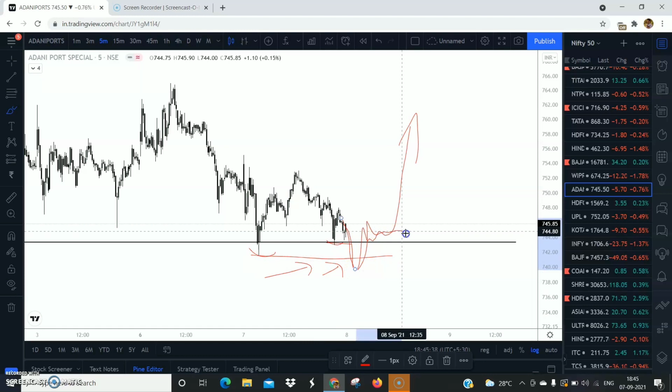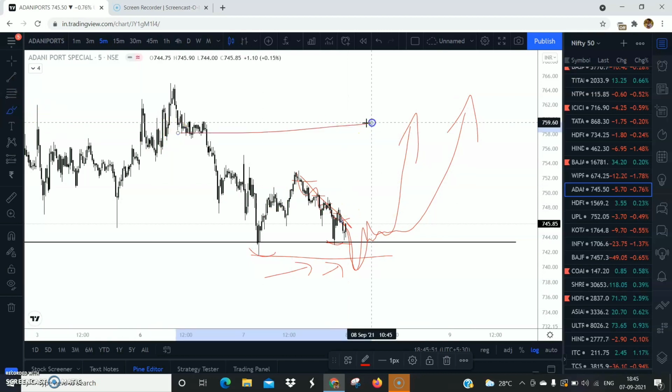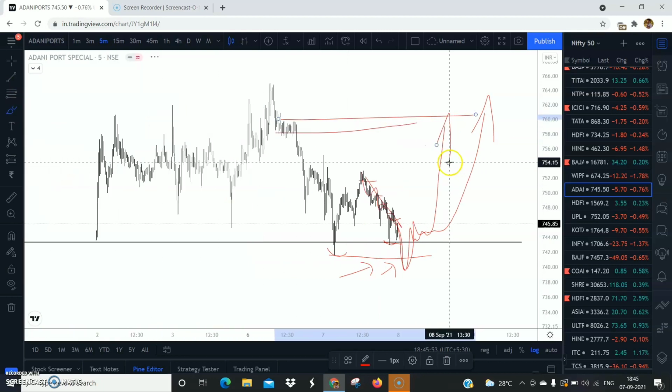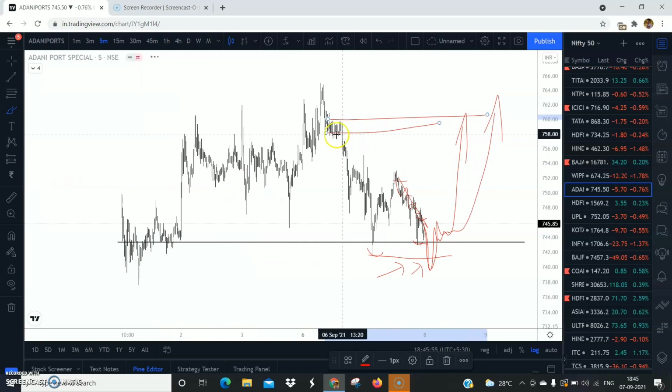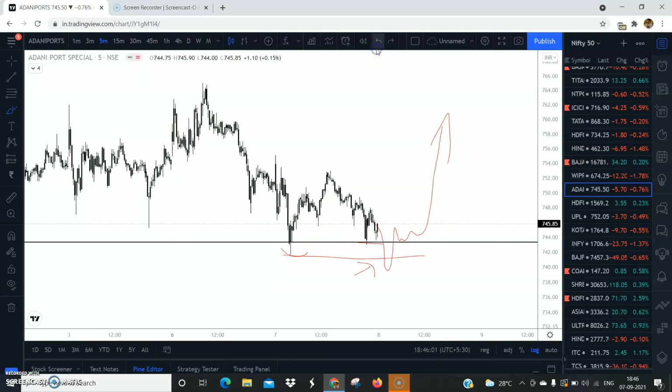Let the price come up. Look for buy entries. This is a good compression move. It has no supply to stop the prices from moving higher. So you can simply look for it. Your target could be this area. You have to understand this, develop this understanding, and eventually you will definitely be able to take such trades. So all eyes on Adani Ports.